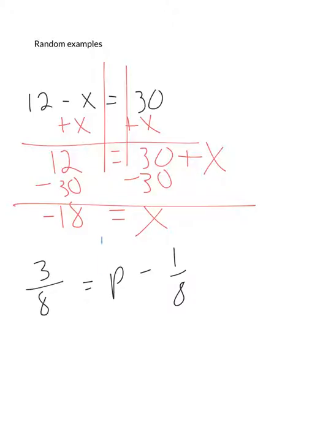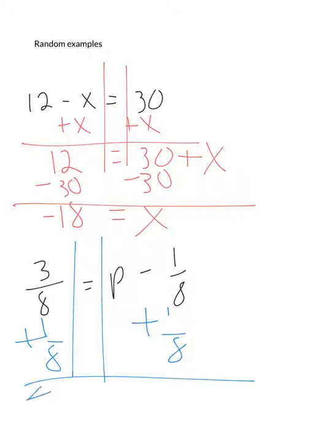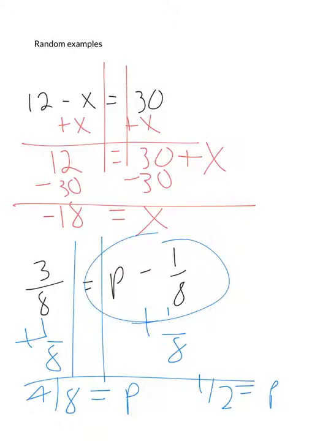Problem below. This is 3/8 equals p minus 1/8. It is not p times negative 1/8. This is why we always write the coefficient in front of the variable with multiplication, because this is actually a subtraction problem solved by adding. Add 1/8 to both sides. 4/8 equals p, which should be 1/2 equals p. Be very careful with a problem like this.